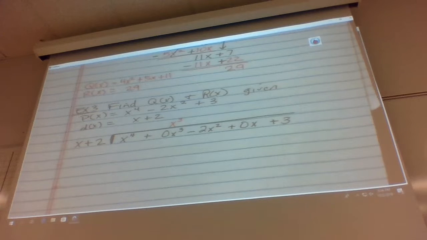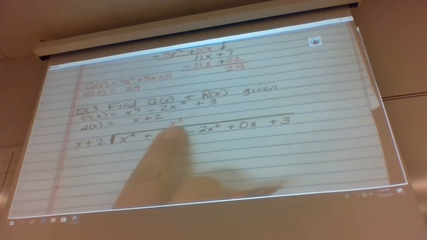Alrighty, so have you already taken care of multiplying the x cubed times both of those? Yes. Do it. If you have it, come on.